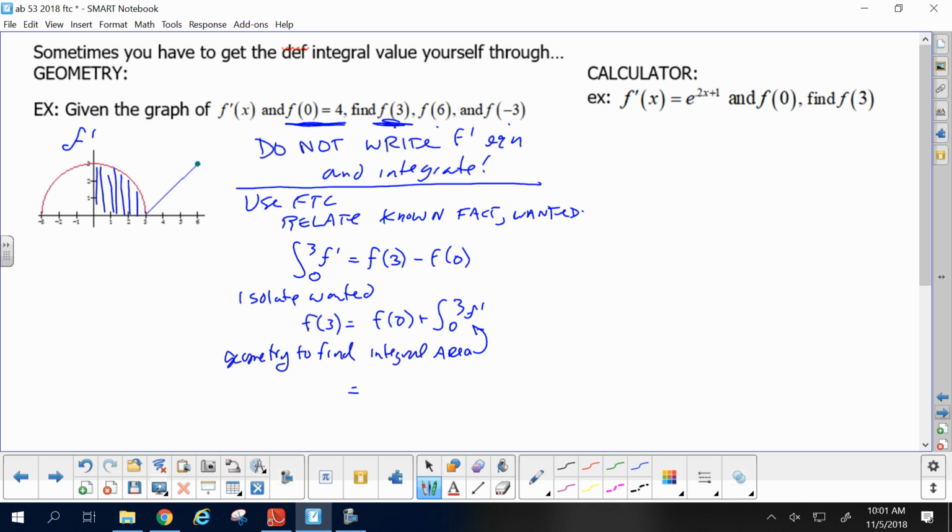Pi r squared over 4. Okay, so we're talking about f at 0 we're given, plus pi r squared over 4. And what is the radius? Radius. So I'm feeling something like f at 3 is 4 plus 9 pi over 4. We'll just leave it like that. Okay, are you with me? All right. Would you then try f at 6?